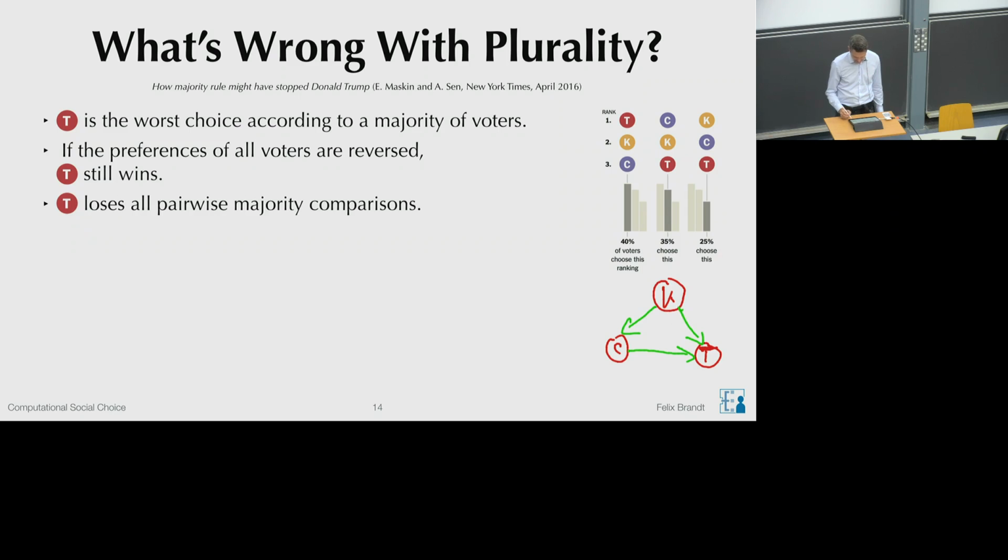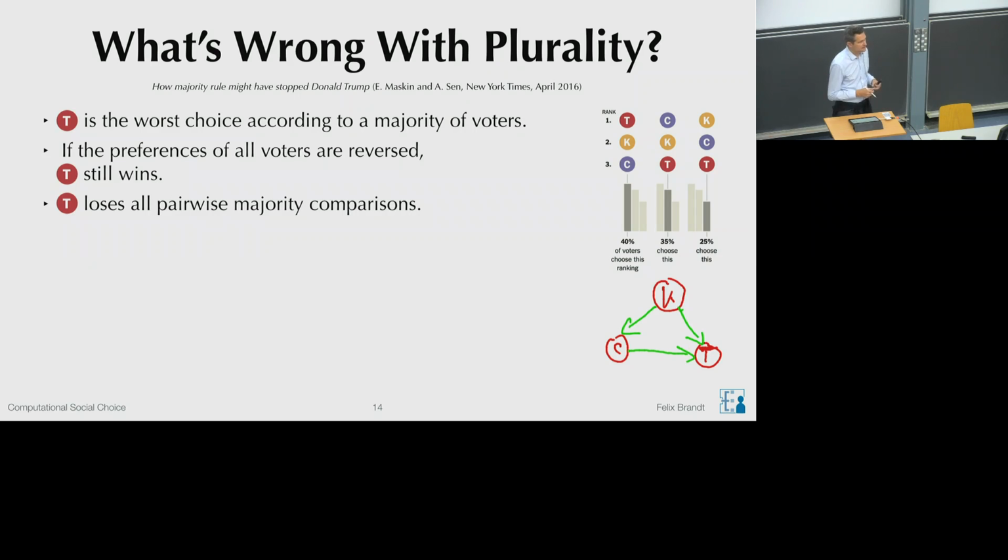As is stated here, Trump loses all pairwise majority comparisons. There are only 2 pairwise majority comparisons that he's involved in, but that is really a strong argument against choosing somebody, because if you choose T in the end, there's a majority that prefers K, and there's also another majority that prefers C. So this is what is called a Condorcet loser in social choice theory.